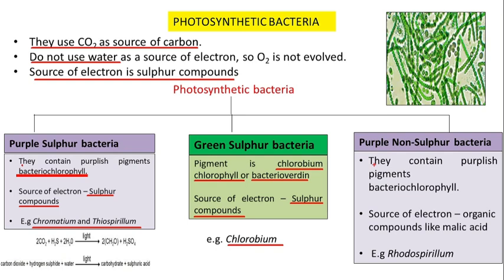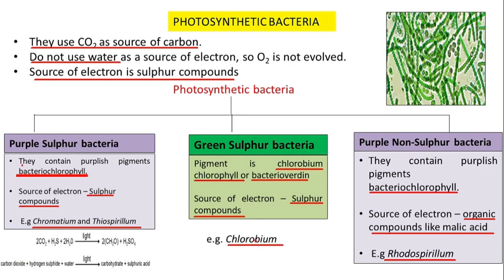The next is purple non-sulfur bacteria. Purple means again the pigment is bacteriochlorophyll, and non-sulfur means there is no sulfur requirement, but organic compounds like malic acid are used. For example, Rhodospirillum. So this is all about photosynthetic bacteria.